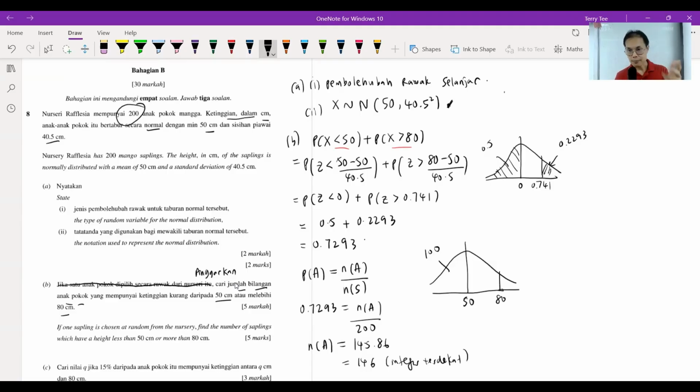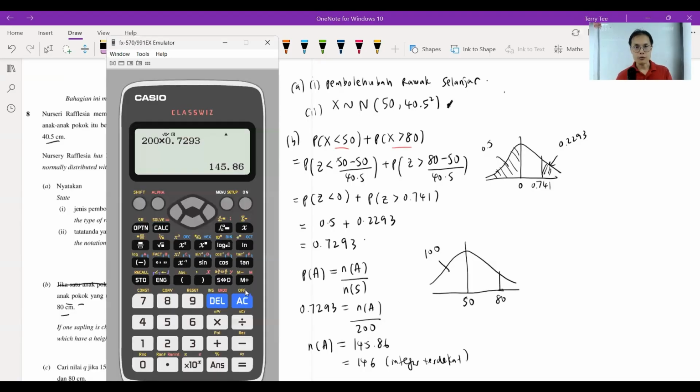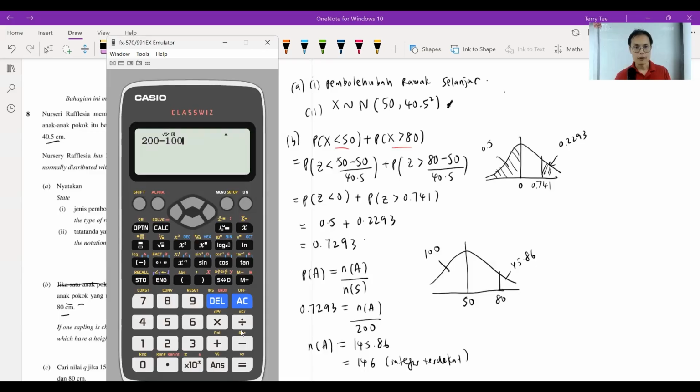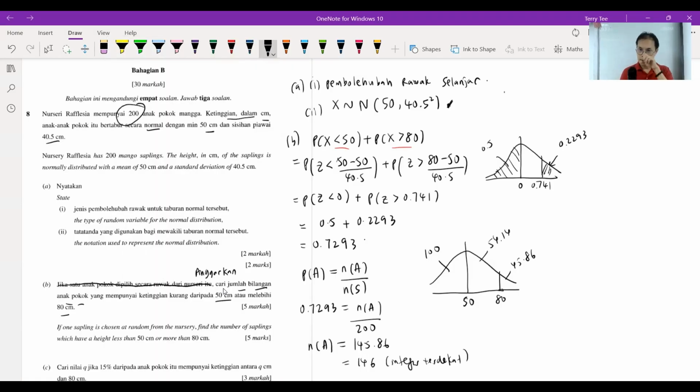Okay, so just experiment with this. Let me just show you here. If you take 0.2293, yeah, which is the probability more than 0.741, I multiply 200. This will be 45.86. Now, if you take 200 minus 100, you still got 100 left. Then you minus another 45.86, then you get 54.14. So here's the thing I want you to understand.